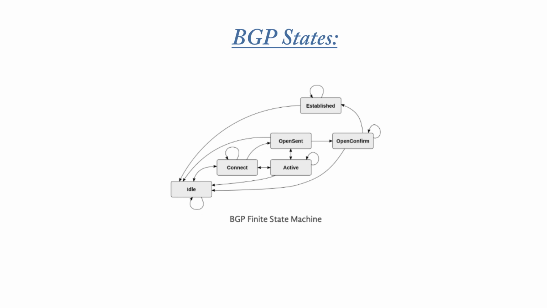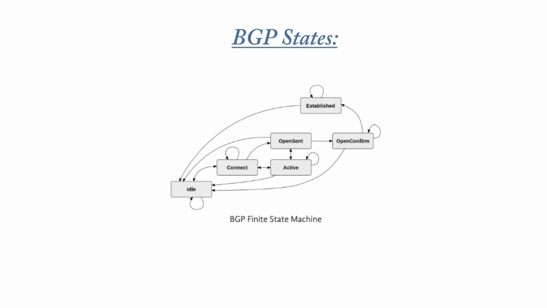Open send state is when the TCP connection is formed and the device waits for an open message from the peer. Now this open message will basically consist of the BGP version, the router ID, the AS number, the source address, and any authentication like MD5 used, or some different flags. This will also help in determining whether it is an eBGP connection based on the AS number, or iBGP.